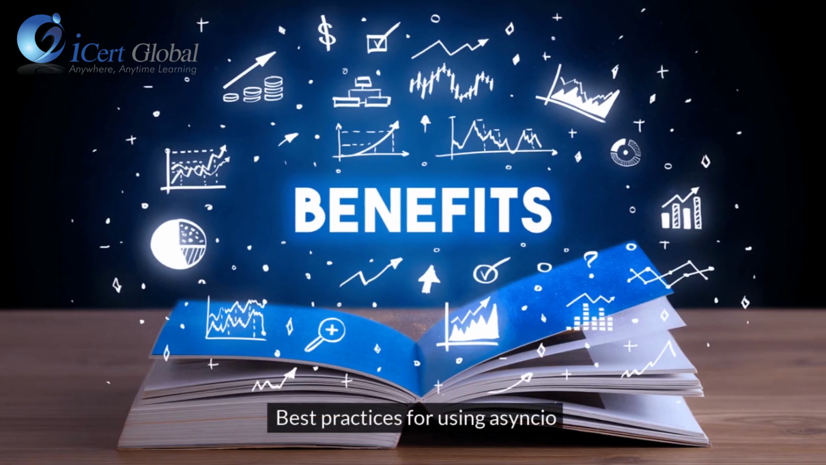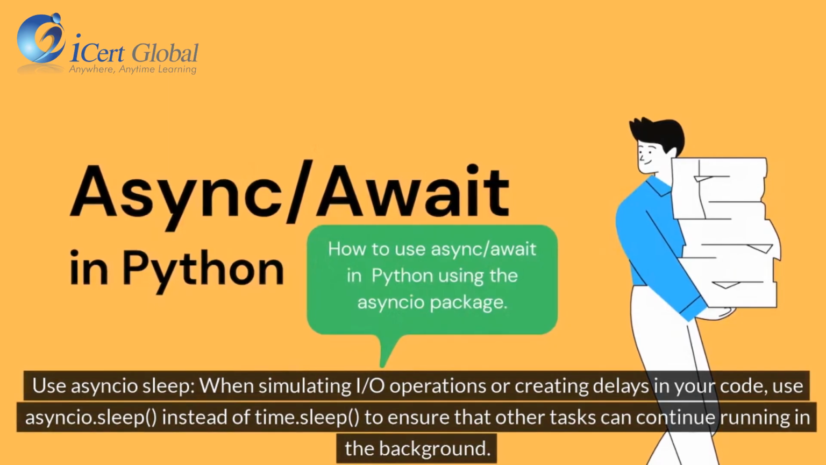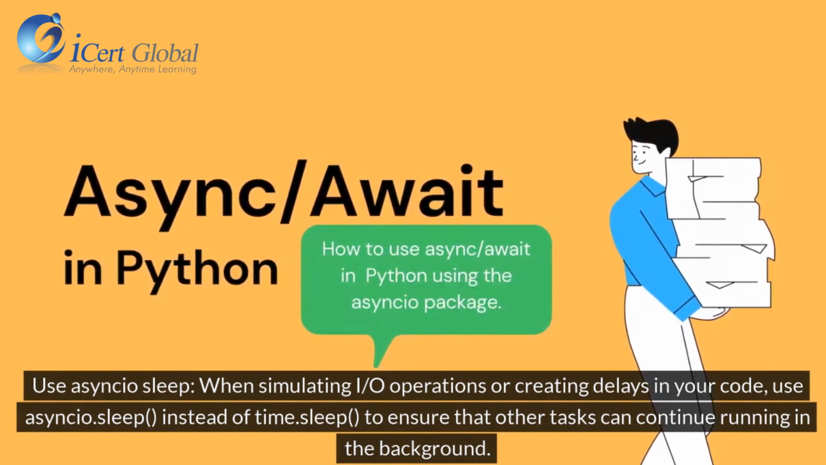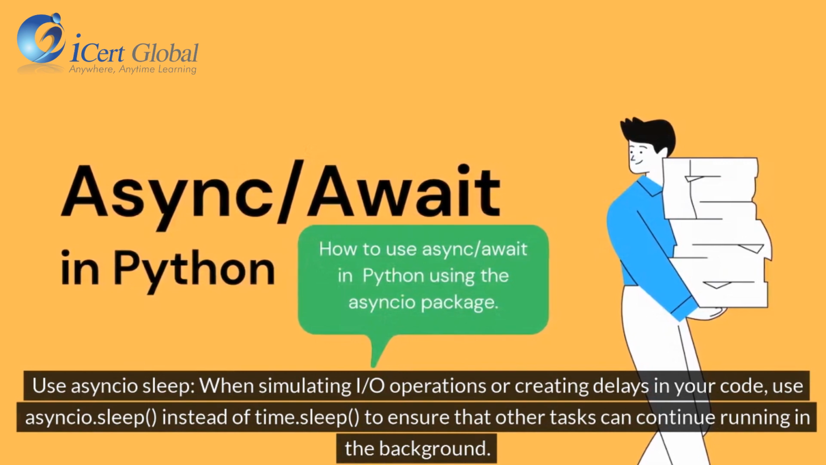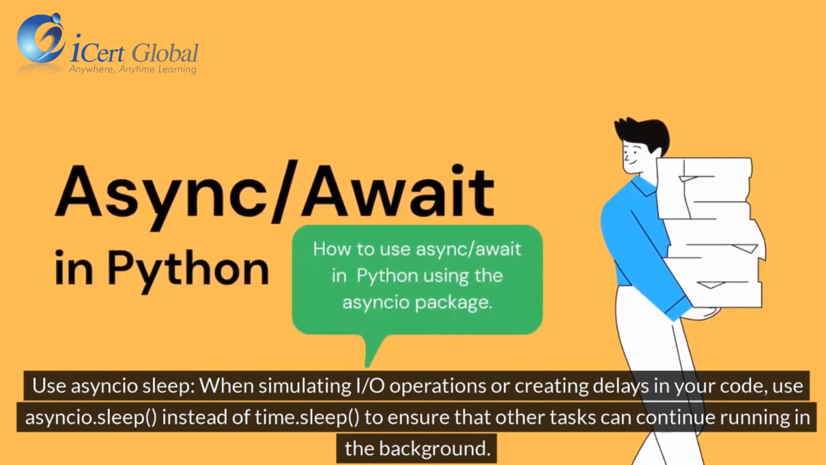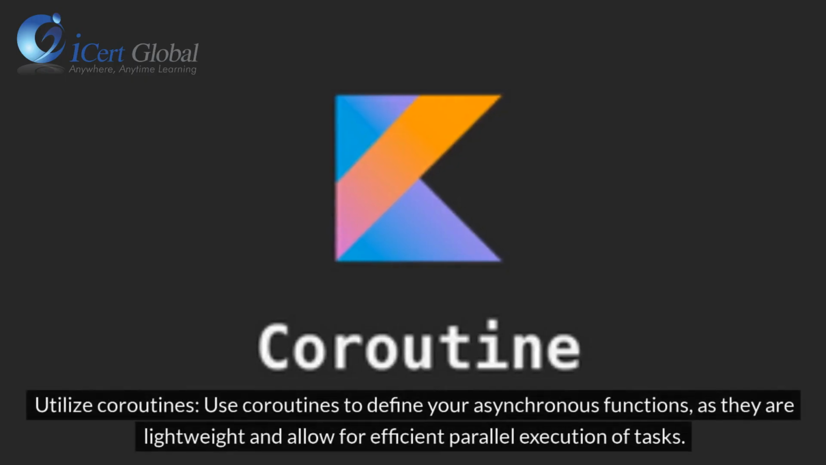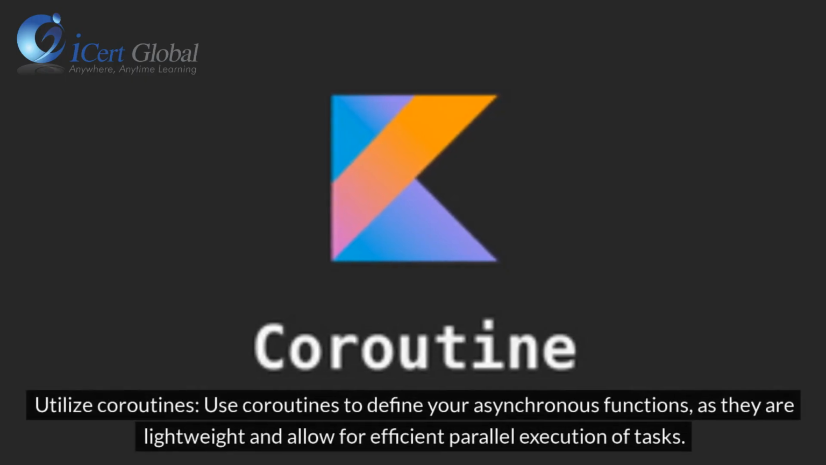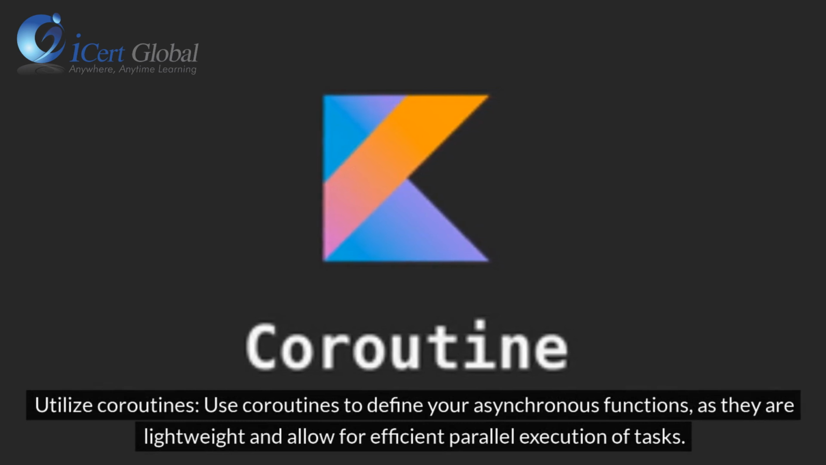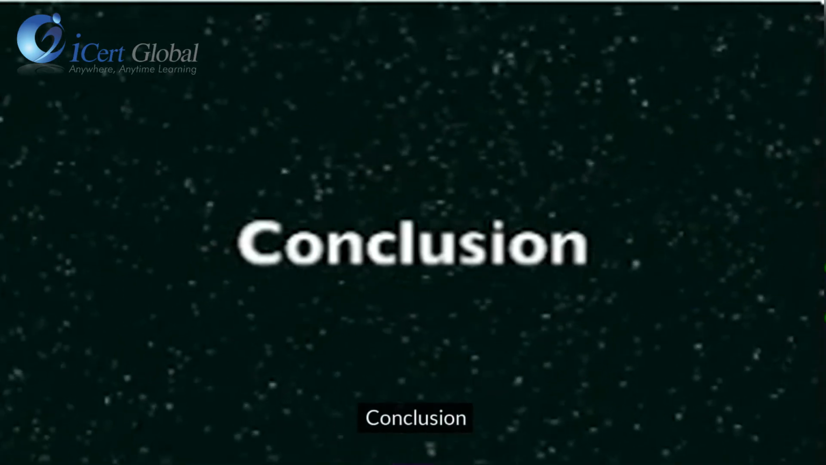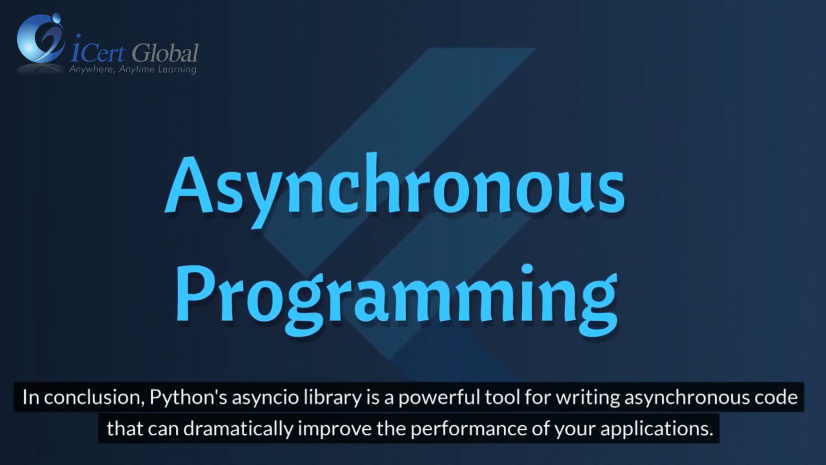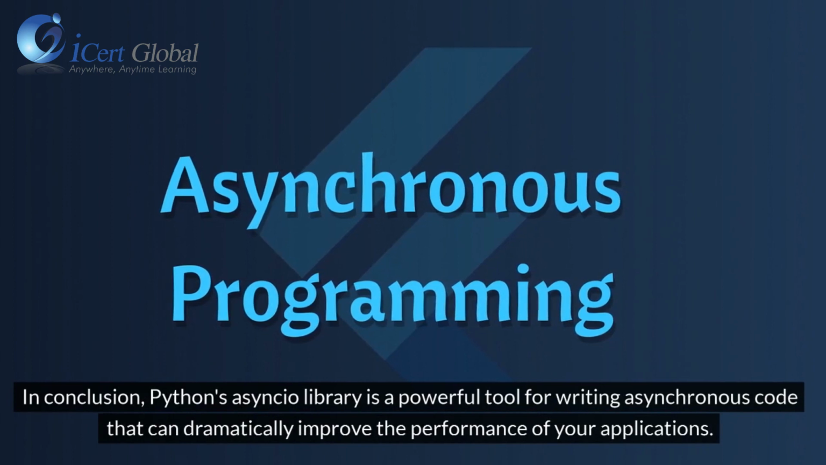Best practices for using asyncio. Use asyncio.sleep. When simulating I/O operations or creating delays in your code, use asyncio.sleep instead of time.sleep to ensure that other tasks can continue running in the background. Utilize coroutines. Use coroutines to define your asynchronous functions, as they are lightweight and allow for efficient parallel execution of tasks.